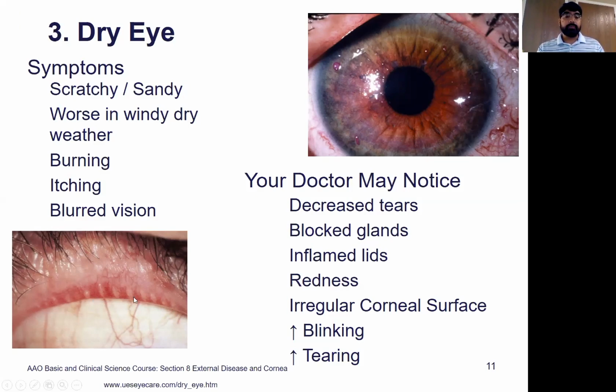So here in the bottom left, there are some pictures of some plugged glands, and that can also affect the vision over time, because if you have plugged glands, you're not producing the right amount of tears or consistency of tears, and that can cause trouble and a lot of discomfort as well as some blurry vision. So a doctor may notice decreased tears, blocked glands, inflamed lids, redness, and you can actually have more blinking or even excessive tearing, because the tears are too watery and they're not staying around long enough, so your body just keeps producing more inefficient tears.